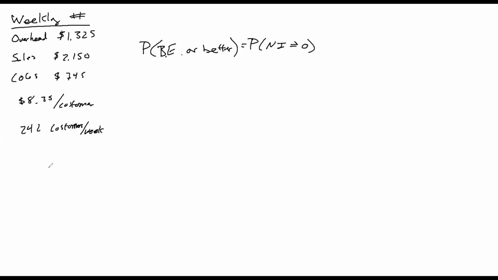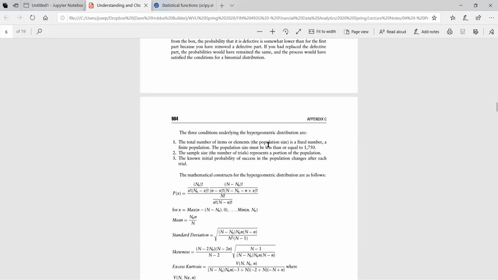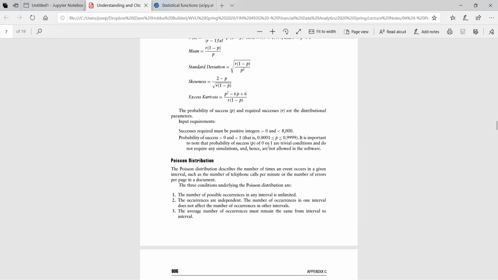Maybe we already know. So let's say X is the number of customers. Let's say it follows a Poisson distribution with an average of 242 customers per week. So let's look at our distributions from the PDF. The number of customers per week is discrete, and let's say it's Poisson. So let's look at the Poisson distribution.